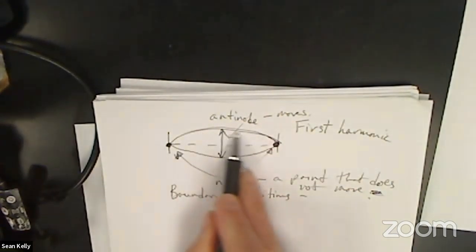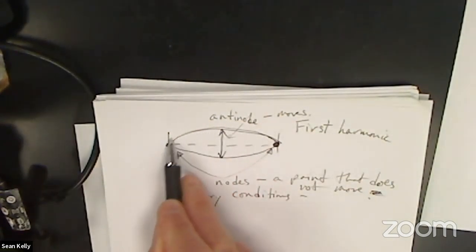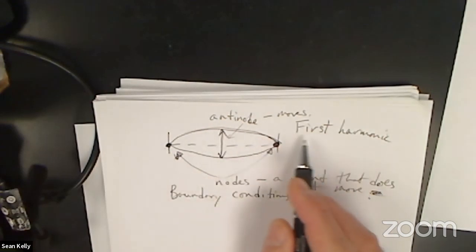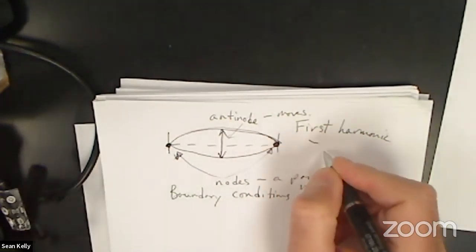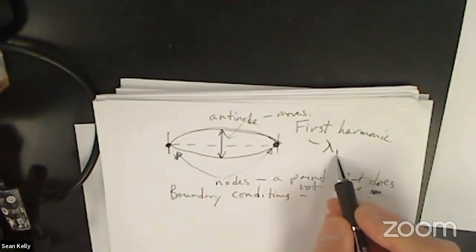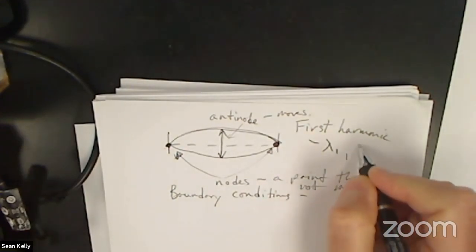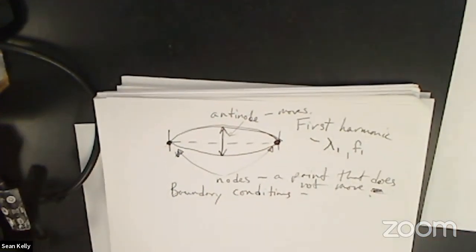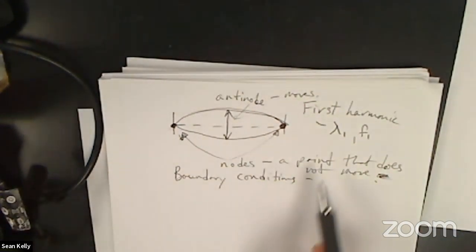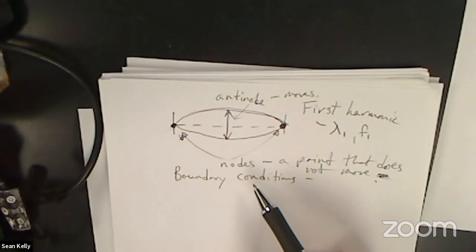And this has a particular wavelength and a particular frequency. The first harmonic has a wavelength associated with it. I'll put a 1 down here. And a frequency associated with it. And now I'm not going to do a lot of math, okay? It's just meant to give you a little sense of how this works.